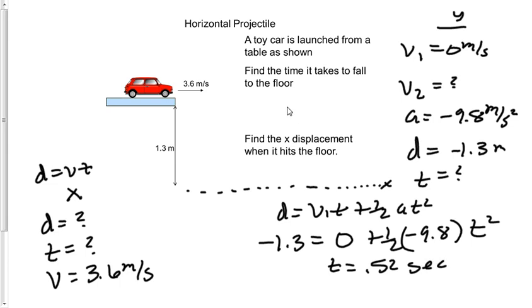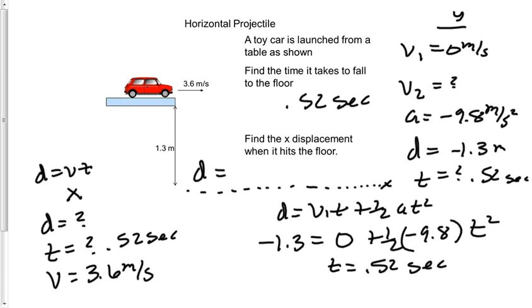We can record that here. We can also record that in our chart. T is 0.52 seconds. And we can record that in the x direction because time is the same for both, 0.52 seconds. Now we have enough information to use our displacement equals velocity times time equation in the x direction in order to solve for the distance it goes in the x direction on the way down.